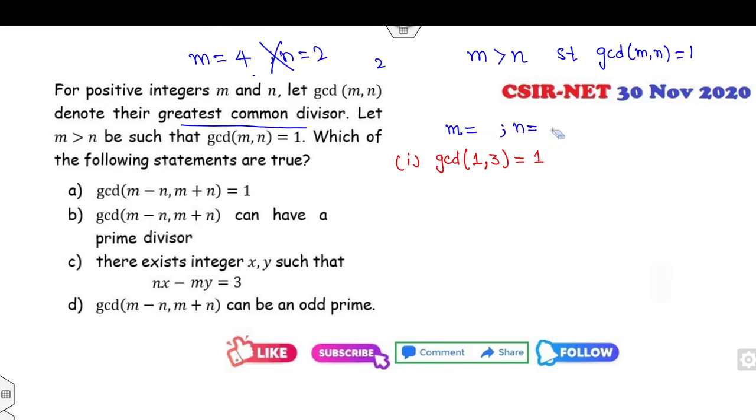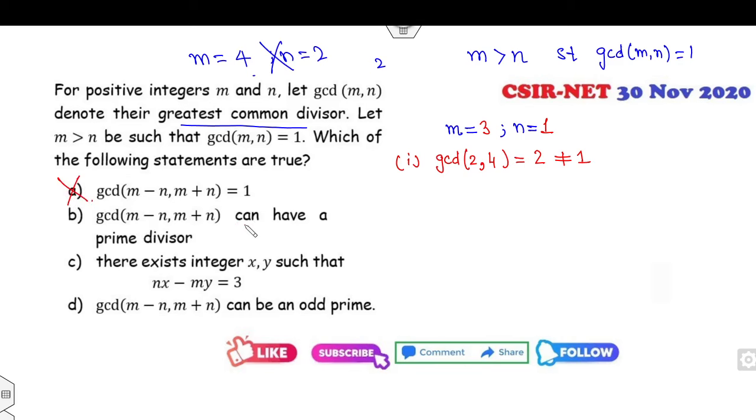Look at another example. If I choose m as 3 and n as 1, then 3 minus 1 is 2 and 3 plus 1 is 4. The GCD is 2, which is not equal to 1. So the first option is cancelled.